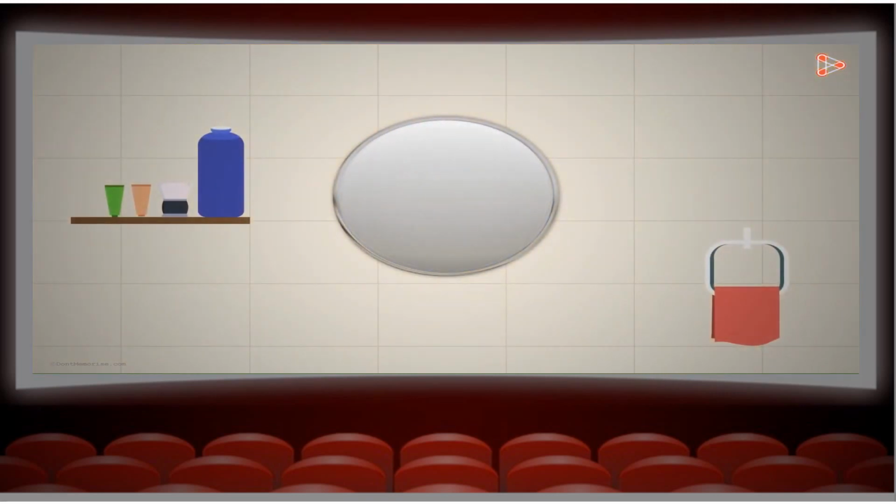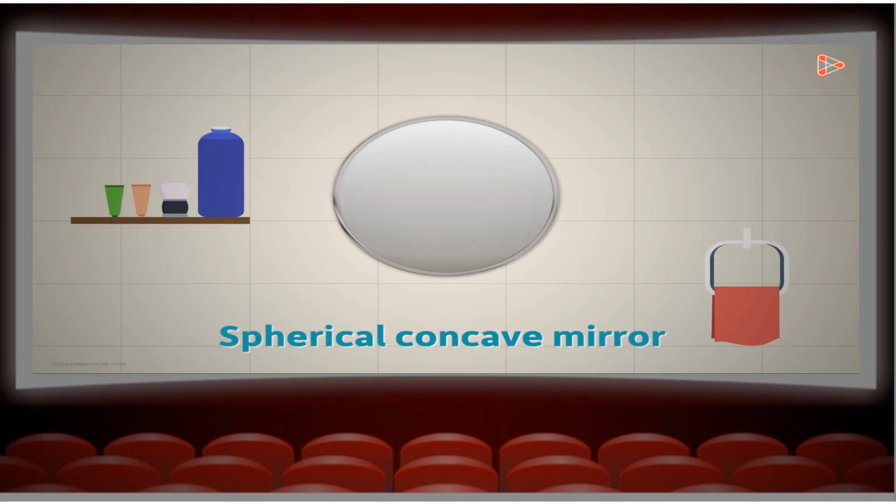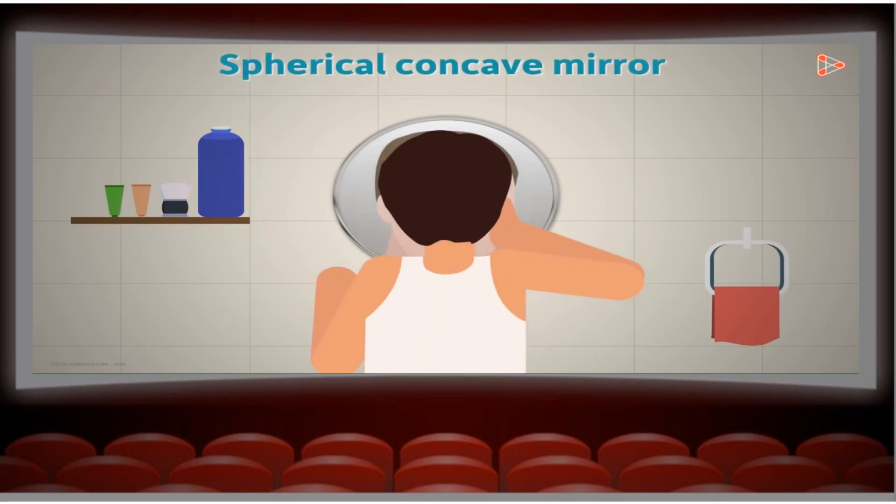Well, you must have seen it on the stand of your bathroom or maybe hung up there on a wall. This is not a plane mirror. Try to move your hands over the surface and you will notice it. This is called a spherical mirror, or more precisely, a spherical concave mirror. It is curved inwards. It is kept there as we use it mostly when we are shaving.